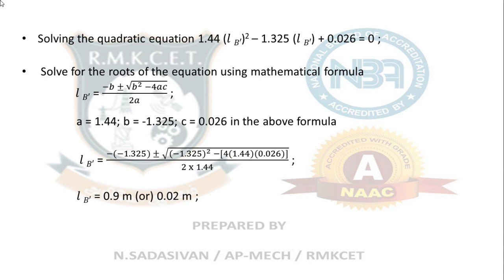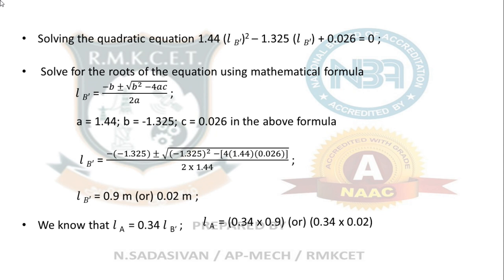Both roots are positive. Now I know that LA equals 0.34 LB dash, therefore I can easily find LA. So LA equals 0.34 into 0.9 or 0.34 into 0.02. The two values of LB are substituted, either this value or this value, so you will get two probable values of LA: 0.306 or 0.0068. This will be your single node configuration because the length is very large. This will be your two node configuration since the value is very small.